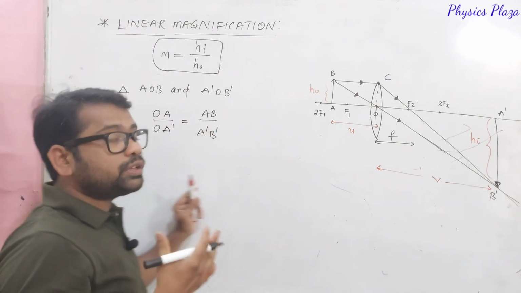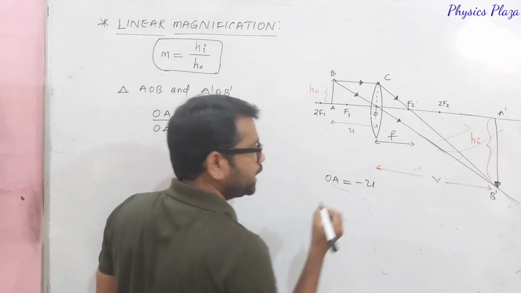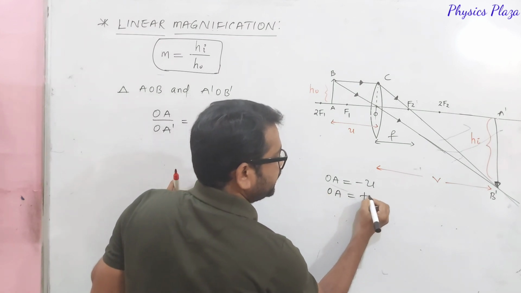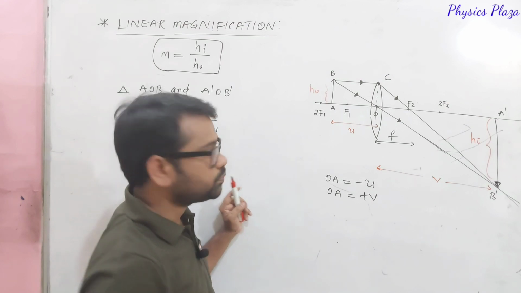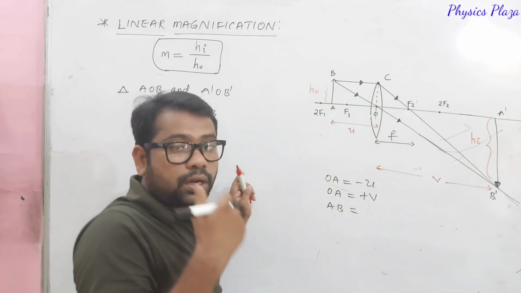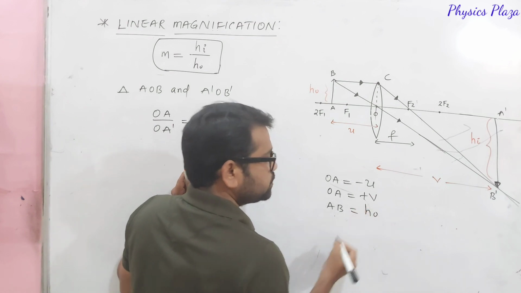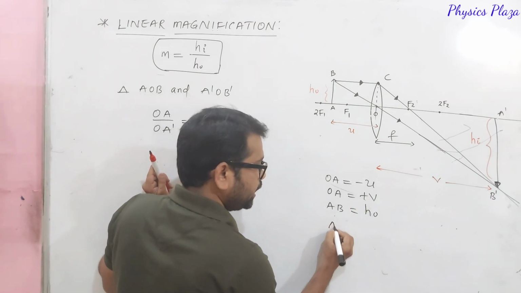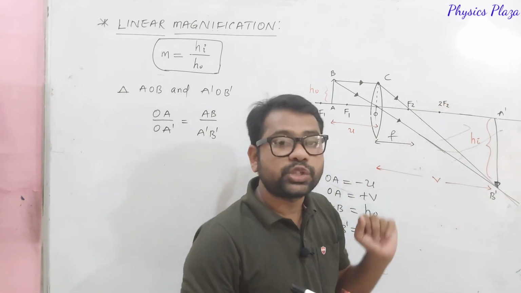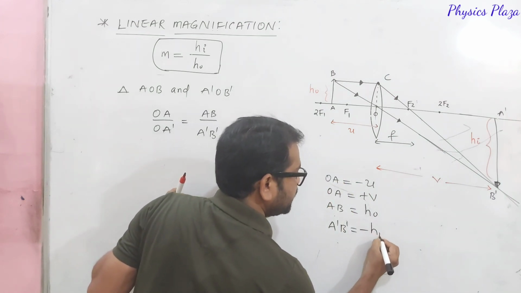But dear children, from the concept of sign convention, here OA is object distance. It is going to be negative because it is on the left side. And here OA dash, image distance, is positive because it is lying on the right side. And here AB is object height. Object is placed above the principal axis and the distances taken above the principal axis are positive, that is plus h naught only. Now whereas A dash B dash is image height. It is formed below the principal axis. Children, measurements taken below the principal axis are negative. So it is going to be minus hi.